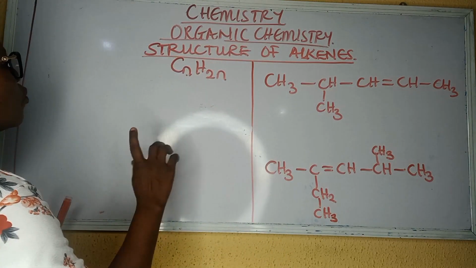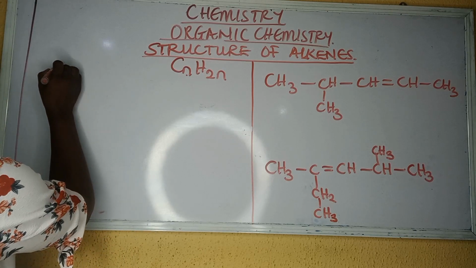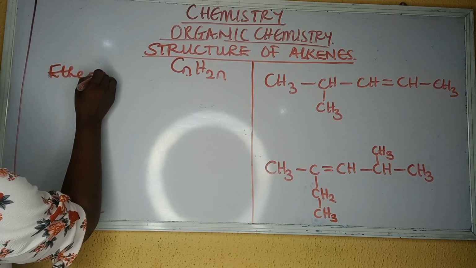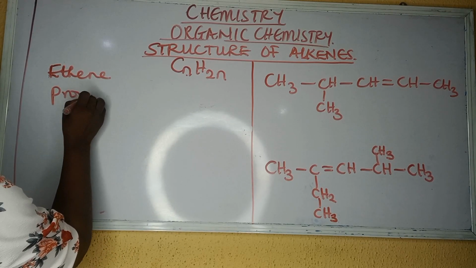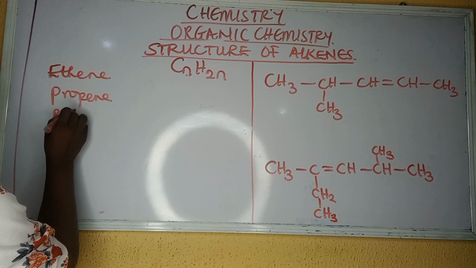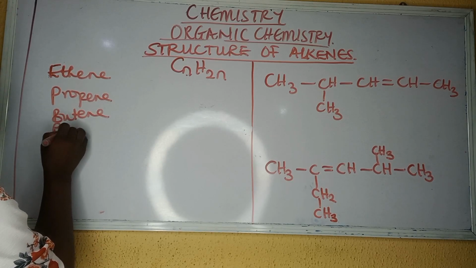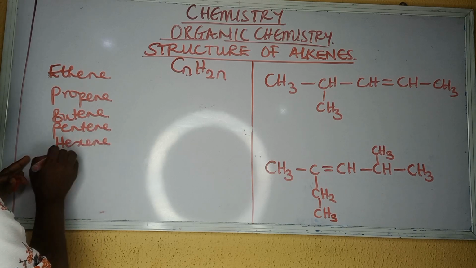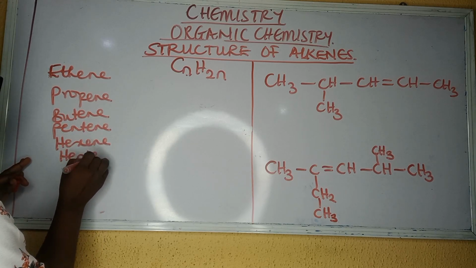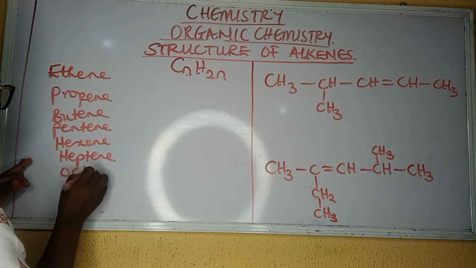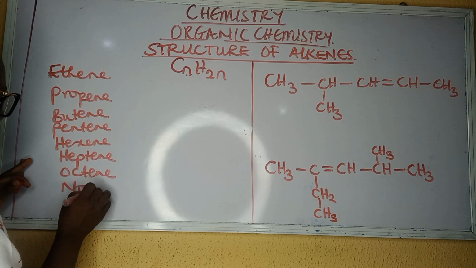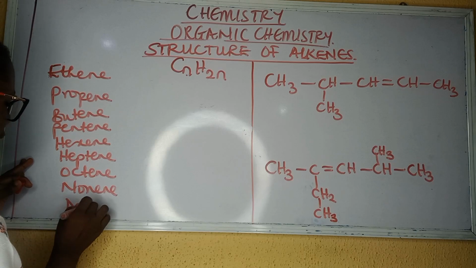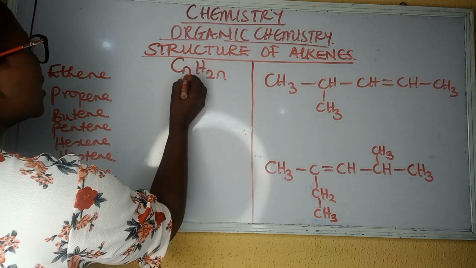Now, we are starting with 2, which is ethene. Then the next one is propene. The next, butene, pentene, hexene, heptene, octene, nonene, decene.